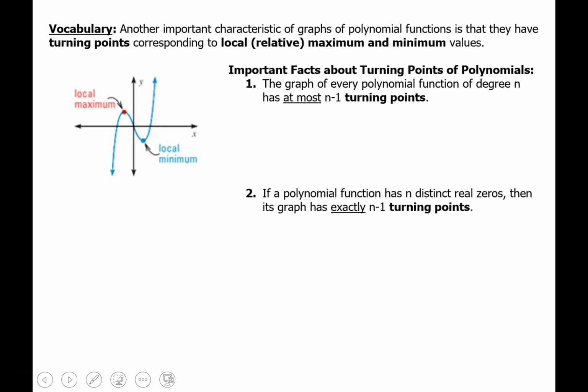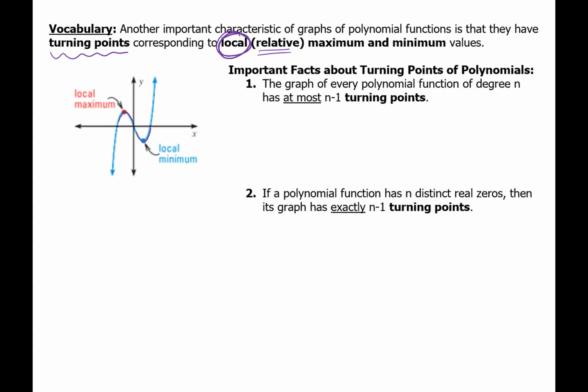Okay, so the last thing that we need to talk about is just a quick little bit of vocabulary. We've talked in previous chapters about mins and maxes, relative mins and relative maxes. So when a polynomial function has a turning point, one of these places where you have a relative min or max because it turns to go the other direction, you're sometimes going to see the word local instead of relative. These mean the same thing. A local max is the same thing as a relative max. A local min is the same thing as a relative min.